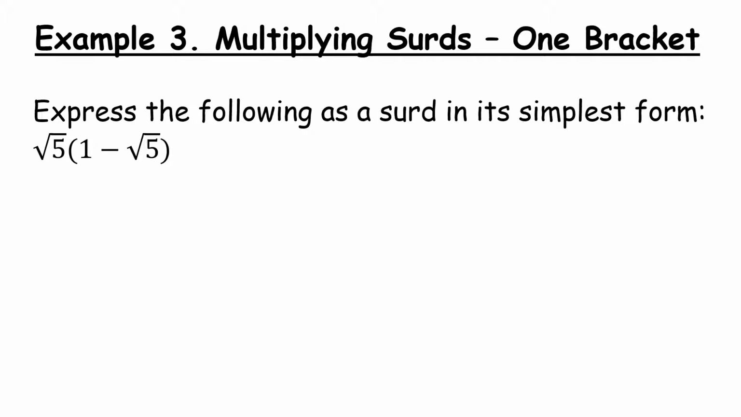So in this case we have one bracket. It works very similarly to algebra: we multiply root 5 by the first piece and root 5 by the second piece. And don't forget your sign. So root 5 by 1 is root 5, minus root 5 times root 5. Here, root 5 by root 5 is root 5 squared, which gives us 5. And our final answer here is root 5 minus 5.